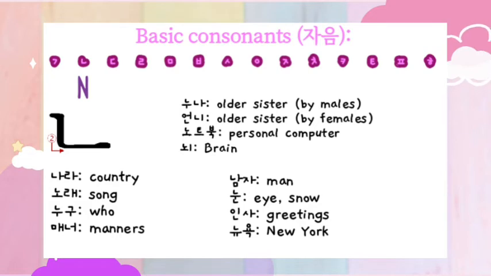Then we have notebook, personal computer. 뇌, brain. 나라, country. 노래, song. 누구, who. 매너, manners. Manners are important. 남자, man. 눈, which is either eye or snow. 인사, greetings. New York.